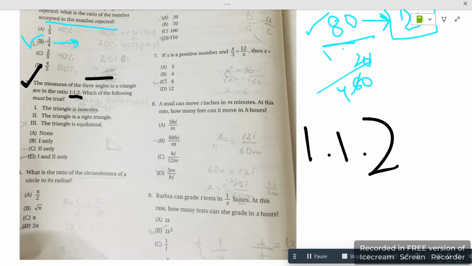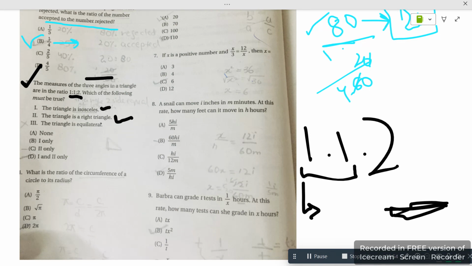If we look at the first statement, it's written that the triangle is isosceles. If two of the angles are the same, you can see from the ratio, this means two angles are same. So it can be isosceles. Whereas the second says the triangle is a right triangle. If we measure a right angle, that's 90 degrees. So this statement can also be true.